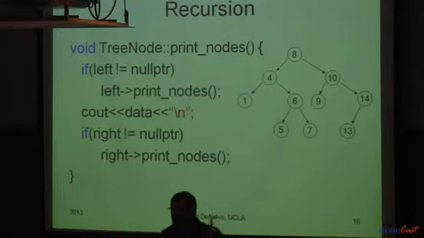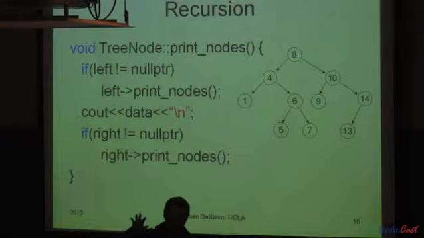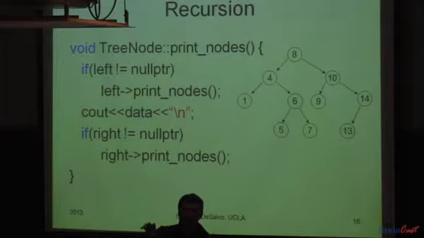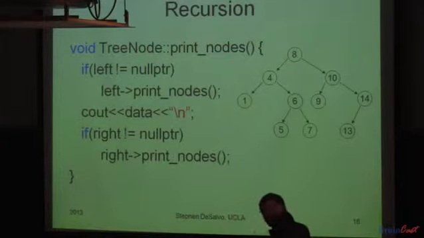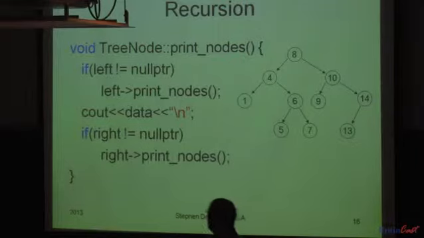So if it's the 8, we assume we've printed out all of the nodes on the left. Then what do we do? We print out the 8, print out ourselves, and then we check if our right child exists, and if it does, then we print out its right subtree. Okay? Does that kind of make sense? Yeah, question.